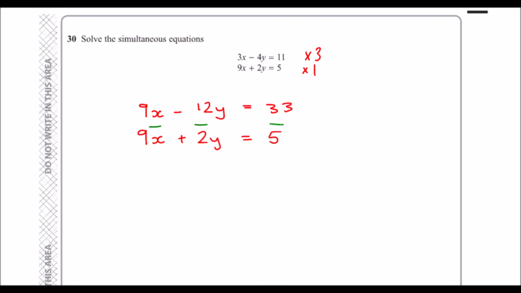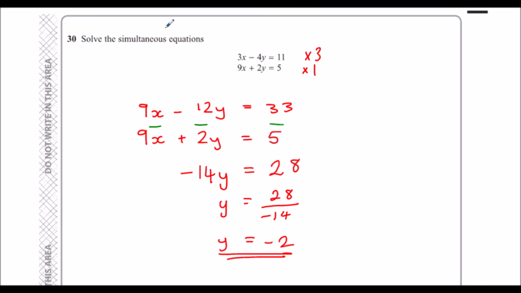So 9x take away 9x is nothing. Minus 12y, take away another 2y, is going to be minus 14y. And 33, take away 5, is 28. So minus 14y equals 28. I want y by itself. So I'm going to divide both sides by minus 14. A positive divided by a negative is negative. 28 over 14 is 2. So y is negative 2.